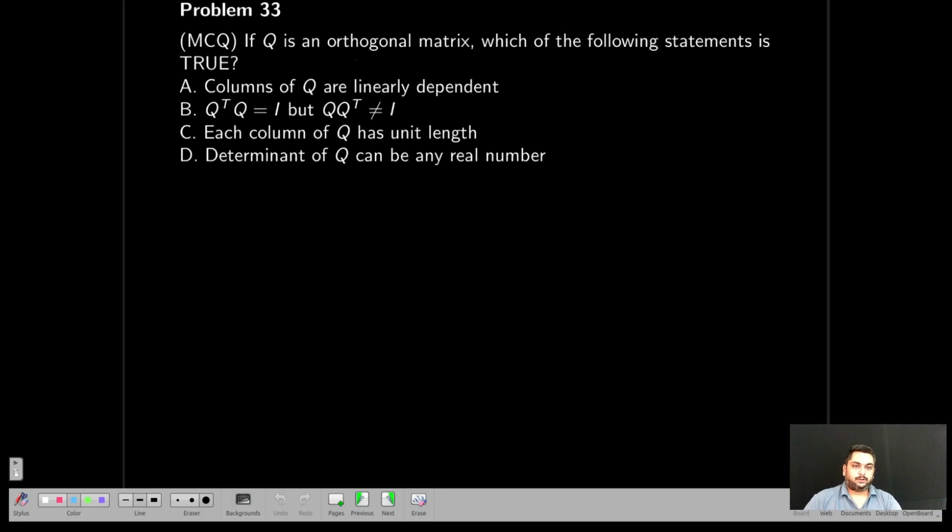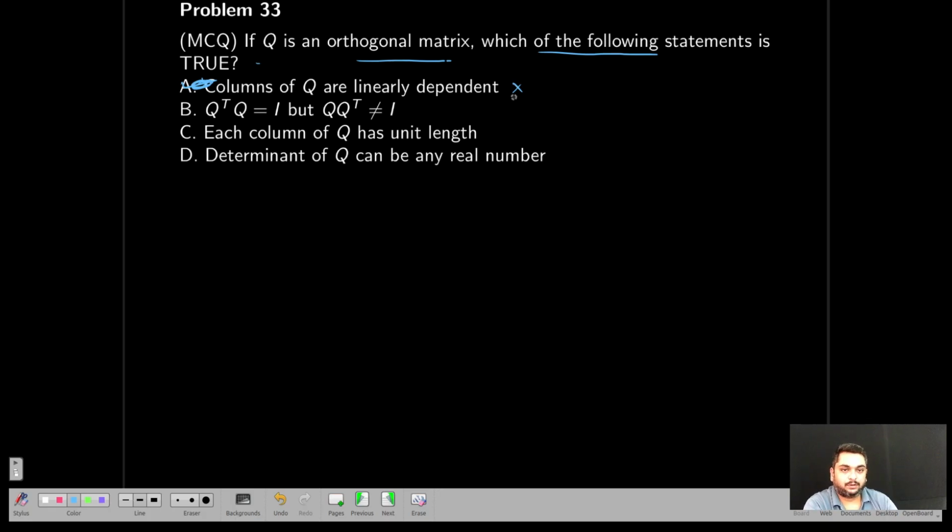If Q is an orthogonal matrix, which of the following statements is true? Columns of Q are linearly independent. Yes. Columns of Q are linearly dependent. No, I thought of independent. If they are independent, then it's correct. So they are not linearly dependent.